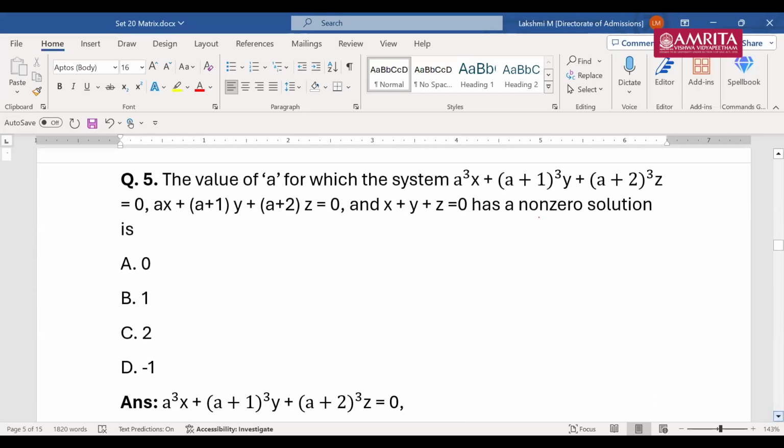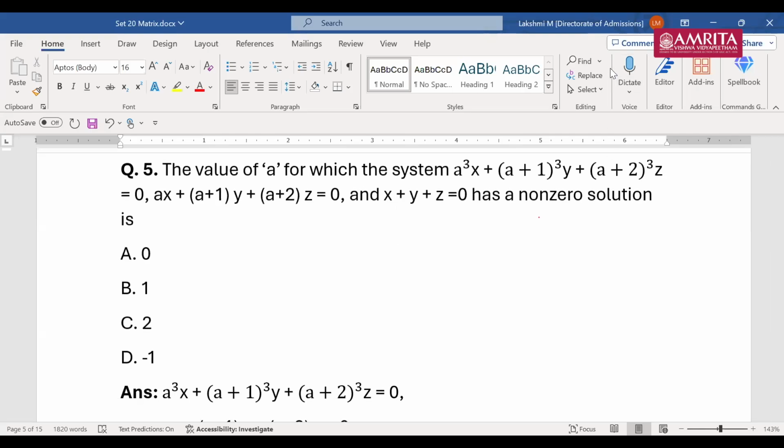I think there is one question from this chapter also. So yes, there is another question. The value of A for which the system has a non-zero solution. The first one is A cube X plus A plus 1 whole cube Y plus A plus 2 whole cube Z equal to 0. Ax plus A plus 1 Y plus A plus 2 Z equal to 0. X plus Y plus Z equal to 0 has a non-zero solution.